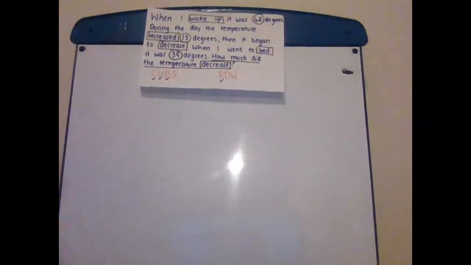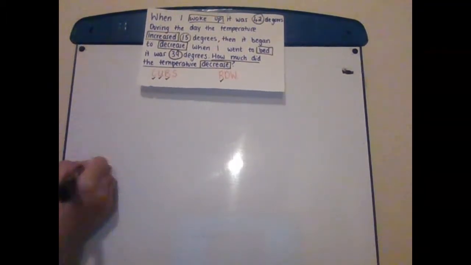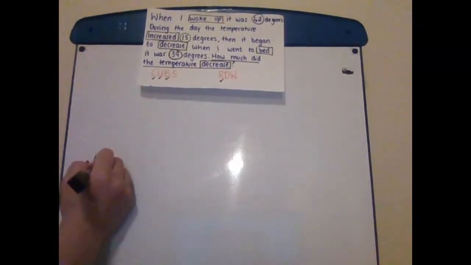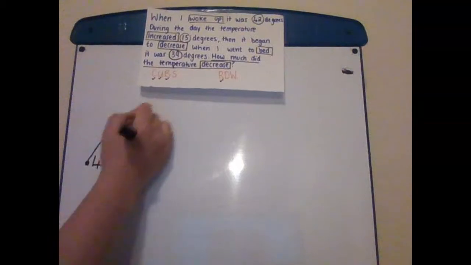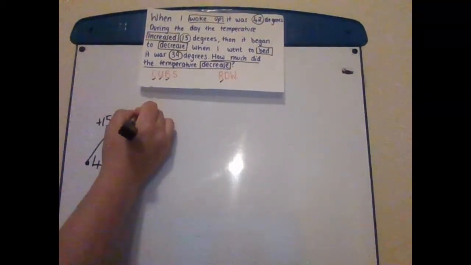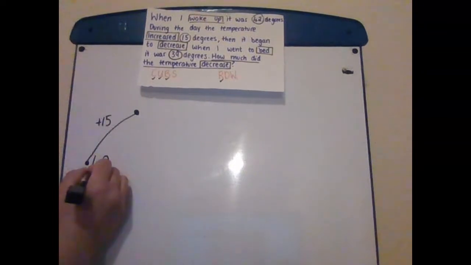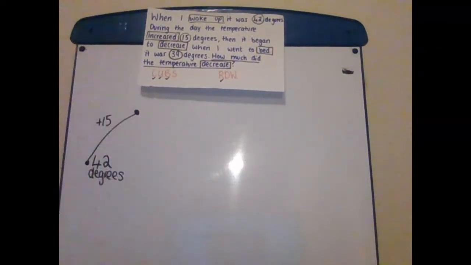Now it's time for me to draw. Okay, so the last question I used a tape diagram really to help me, and I used some visuals. This one I'm going to use some visuals. So when I woke up, okay, it was 42 degrees. During the day, the temperature increased 15 degrees. So it went up by 15 degrees. Okay, 42 degrees here. It went up 15 degrees.